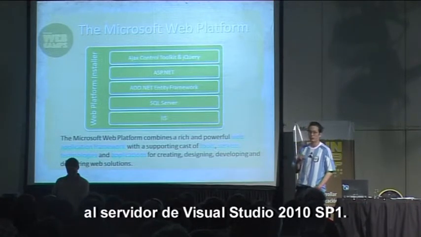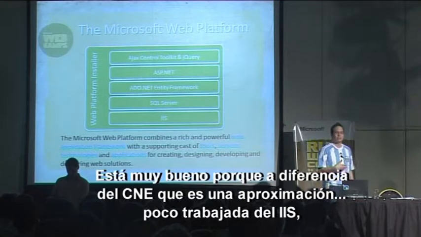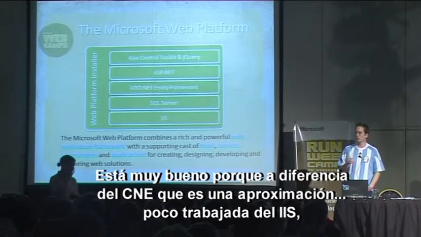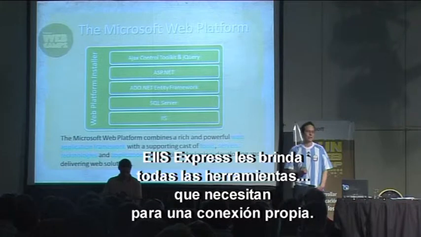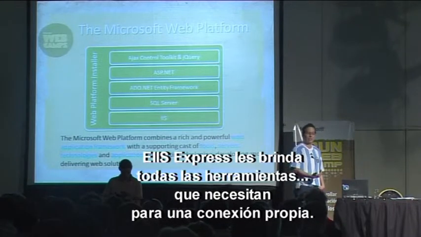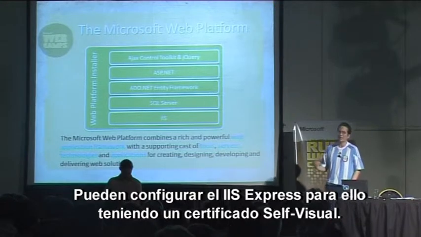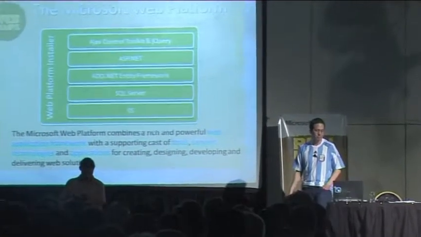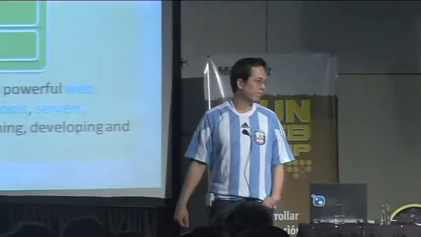It's now a built-in web server for Visual Studio 2010 SP1, and it's really nice because unlike Cassini, which is kind of a rough approximation of IIS, IIS Express gives you all the settings that you want. If you need to test out your SSL connection, you can configure IIS Express for that by just having a self-issued certificate. On top of that, we have ADO.NET Entity Framework.